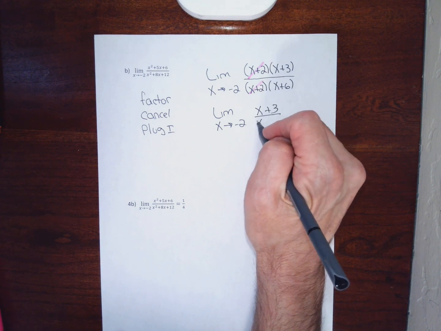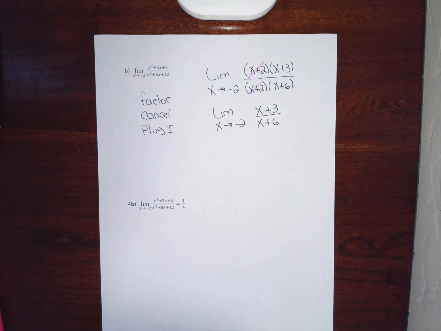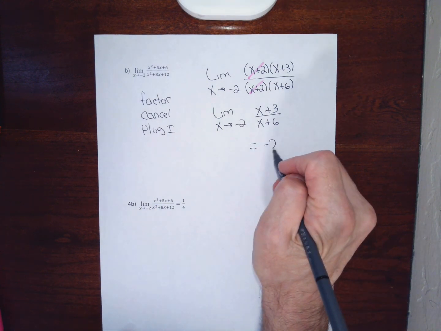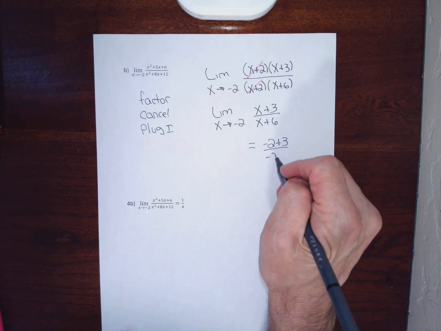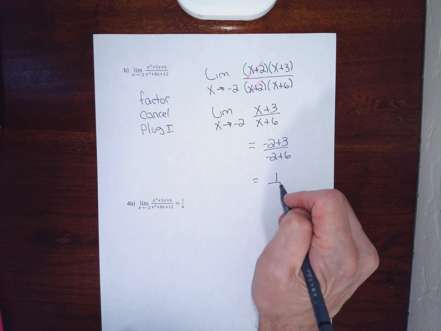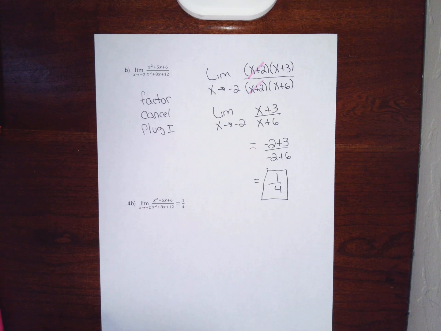So, to find the limit for this fraction, I factor both the numerator and the denominator, cancel the x plus 2's, and now I can plug the number in. And when I plug the number in is when I stop writing the word limit. Simplify the numerator and the denominator. The answer to part B is 1/4.